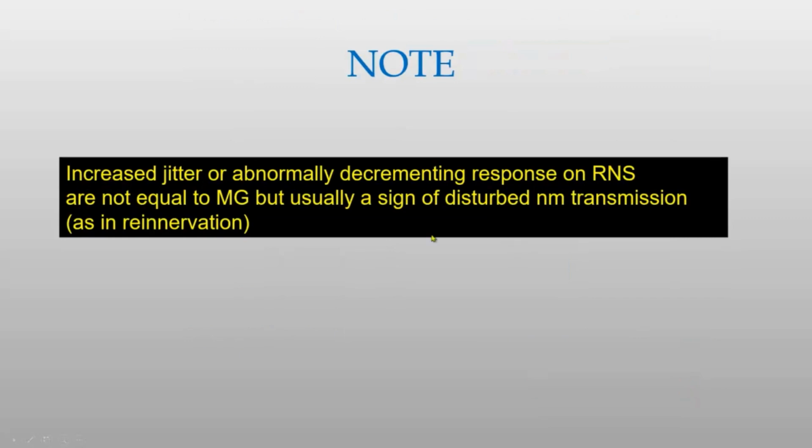Now, something that we always point to is that the increased jitter, or abnormally decrementing response for that matter, is not equal to myasthenia gravis, but it is a sign of disturbed neuromuscular transmission. And theoretically we see that in electrolyte disturbances, and certainly in our daily practice we see that in early re-innervation also. So it is very specific to disturbed neuromuscular transmission, but it is not specific to myasthenia gravis.